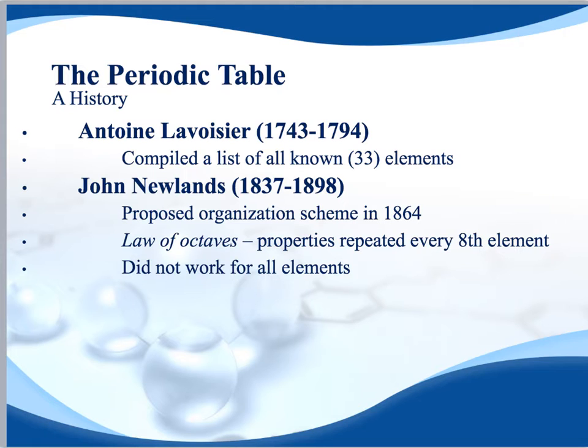The first person to compile a list of all known elements was a French guy, Antoine Lavoisier. This was in the 1700s. Now, he knew 33 elements at the time. Keep in mind that he's doing this before John Dalton proposed the atomic theory, which was in 1803. So we knew that elements existed before we knew atoms existed.